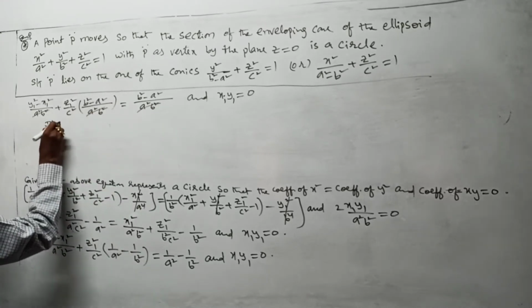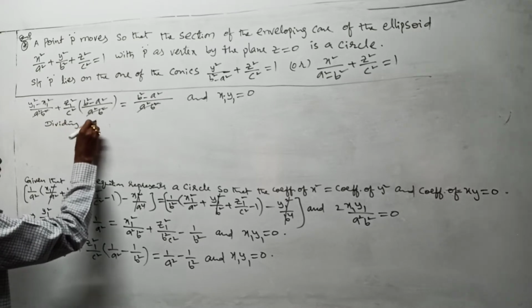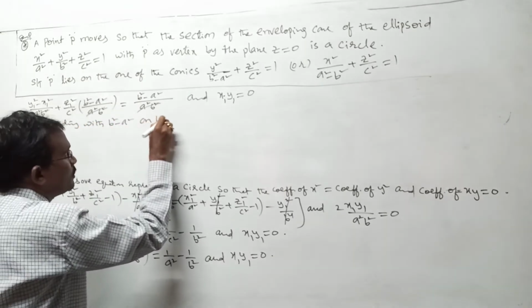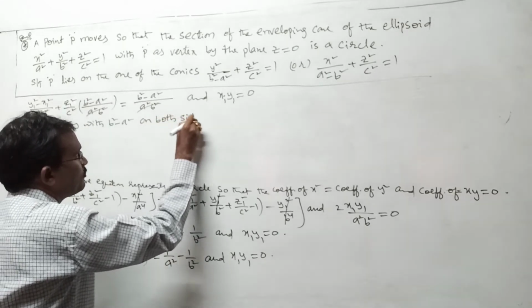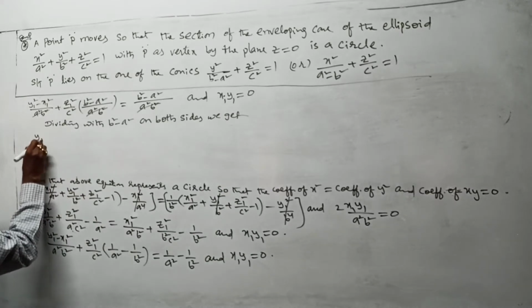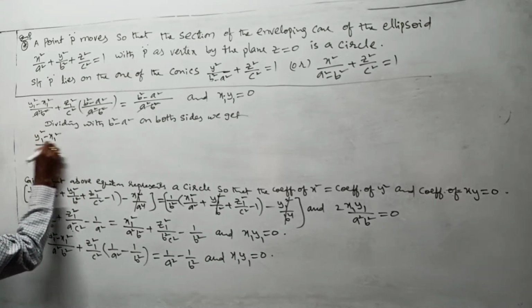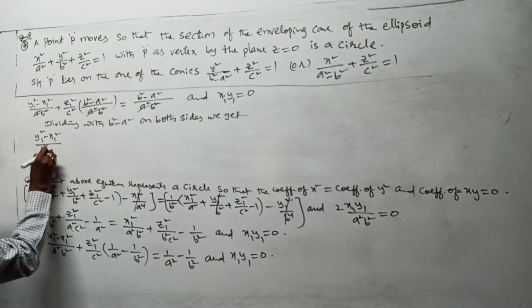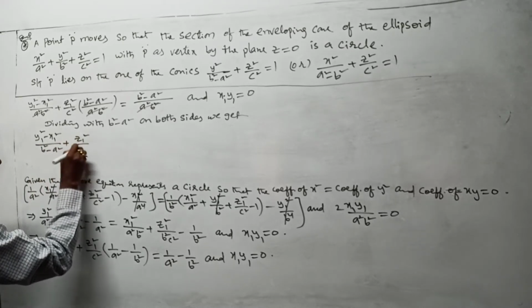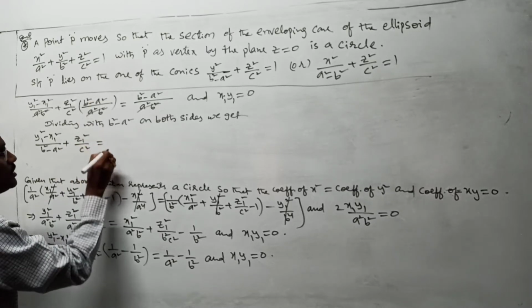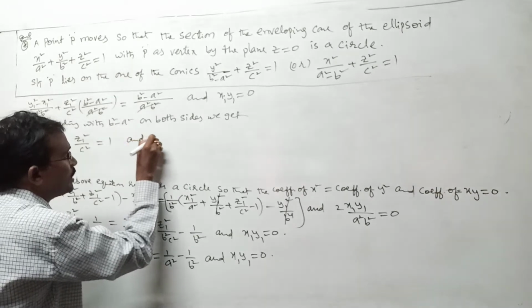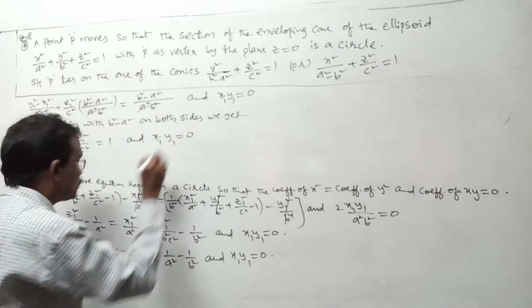Dividing with b square minus a square on both sides in the first relation only. Second one already simplified. Make it. What is that one? y1 square minus x1 square by b square minus a square plus z1 square by c square, because these two get cancelled, is equal to this. This becomes what? 1, and the other relation is directly what now? x1 into y1 is equal to 0.